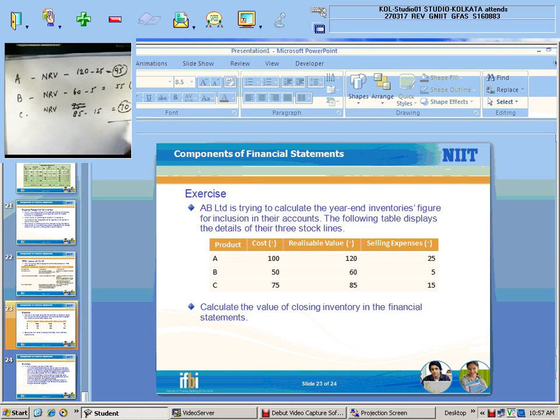So when you add them up, the total value of the inventory should be 215. 95, which is the NRV of item A, that is lower than the cost. Then 50, which is the cost of the item, because NRV is more than the cost here, you have to take the lower of the two. And for item C, the NRV of 70 is lower than the cost of 75. This will be taken as the value of the inventory. So the total value of the inventory will be 215.